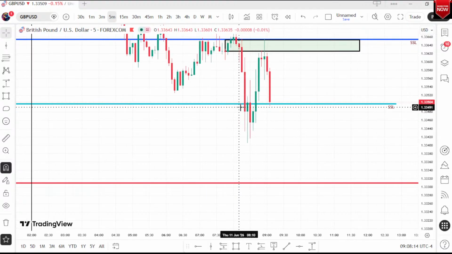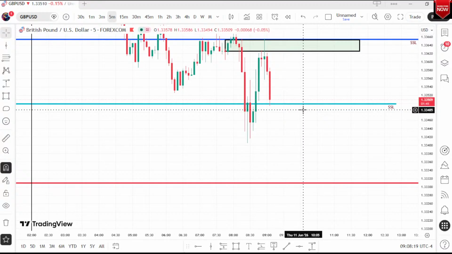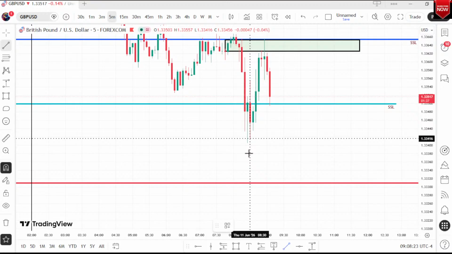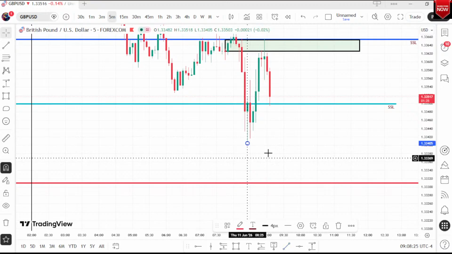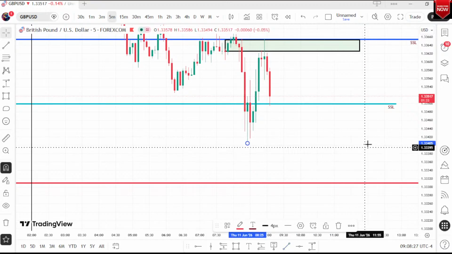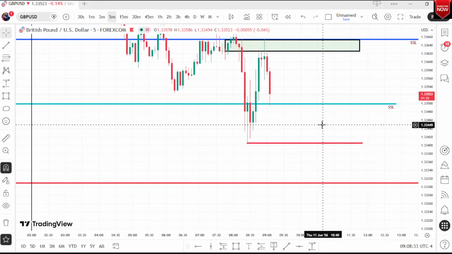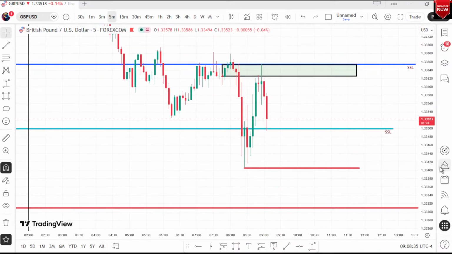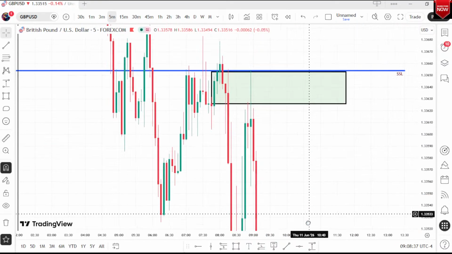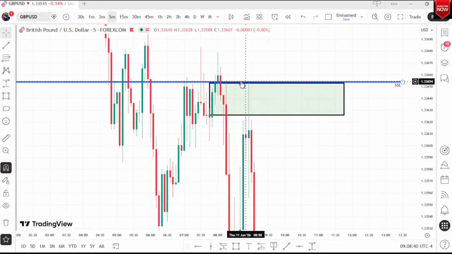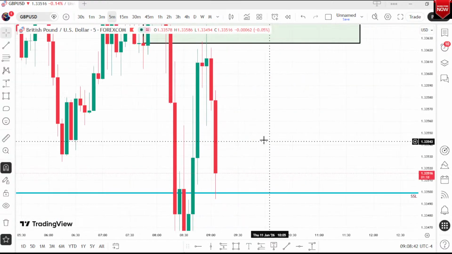But since it has disrespected that fair value gap here, if it is going to disrespect it, it's going to actually touch this level. I didn't mark anything because I can't see a market structure shift. There is no market structure shift there, if they're talking about this one.